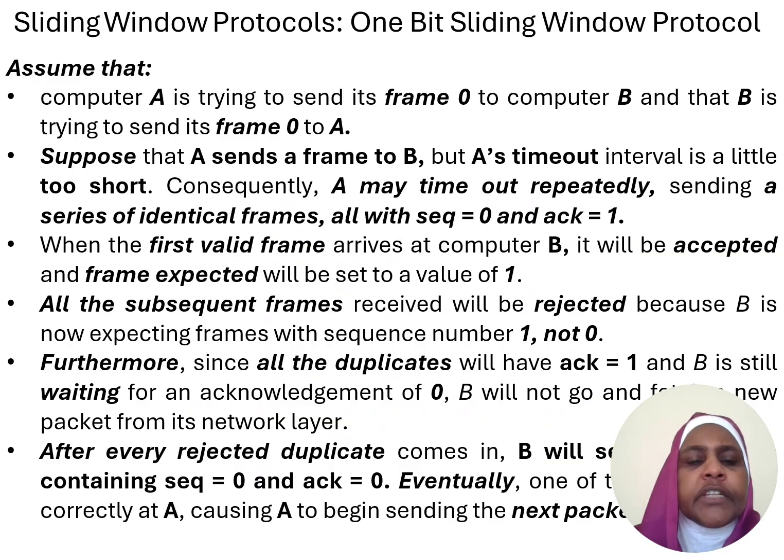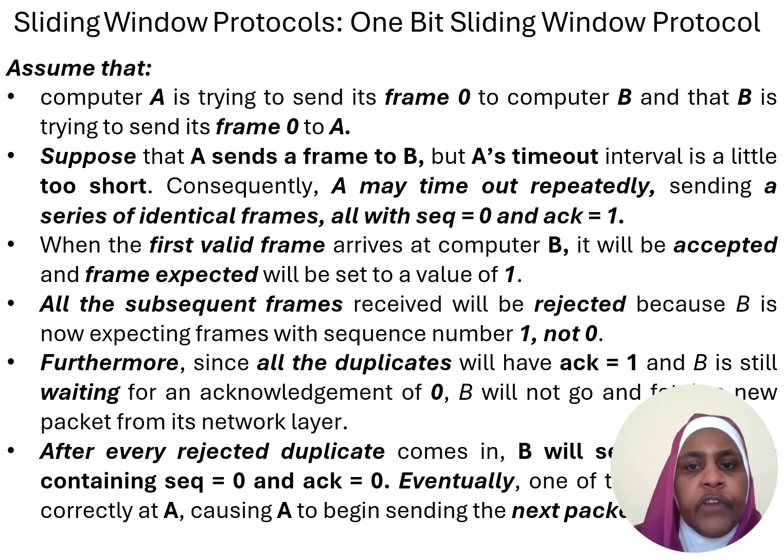Let us examine a different scenario, where A is trying to send frame 0 to B, and B is trying to send its frame 0 to A. Suppose that A has sent its frame to B, but A has a very short timer where it times out before the acknowledgement is sent back from B. That means A will send a series of identical frames, all with sequence number 0 and acknowledgement 1.